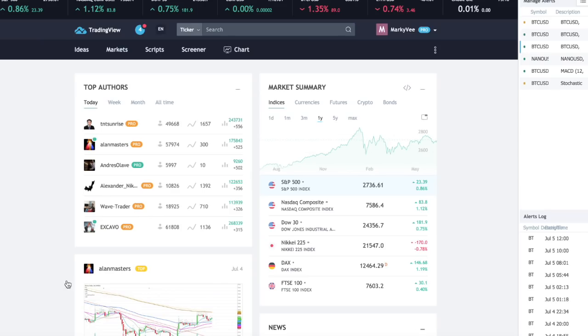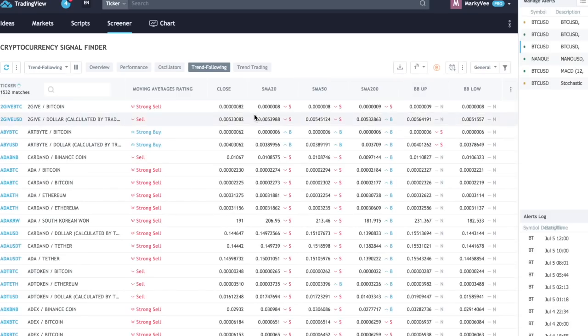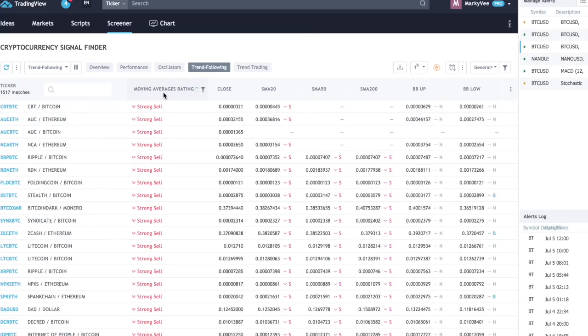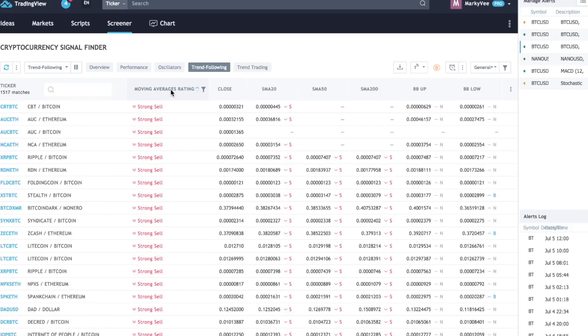In TradingView.com, this is the home page. If you go into Screener up here, in the cryptocurrency signal finder, you can see this page here with a bunch of indicators and oscillators on it. Right now, we're using pretty much the moving averages type of indicators. We've got an average moving averages rating, and we can sort by clicking on that moving averages rating by either a strong buy or a strong sell.